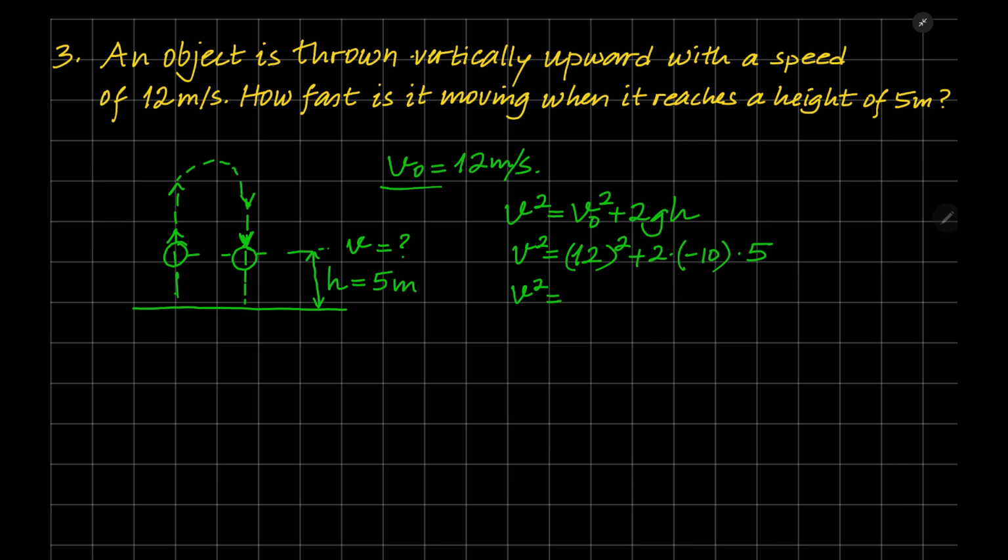Then v squared is equal to 144 minus 100. v squared is equal to 44 and v is equal to the square root of 44, which is approximately plus or minus 6.8 meters per second.